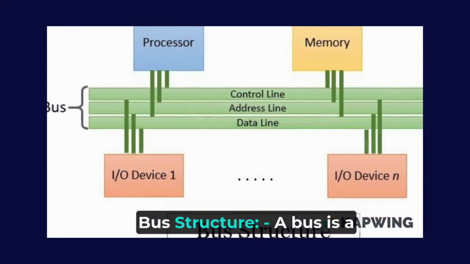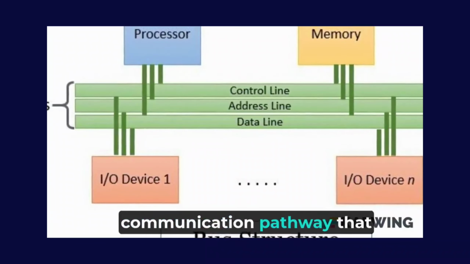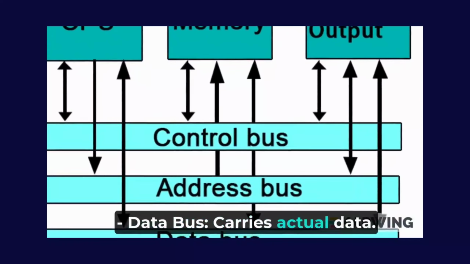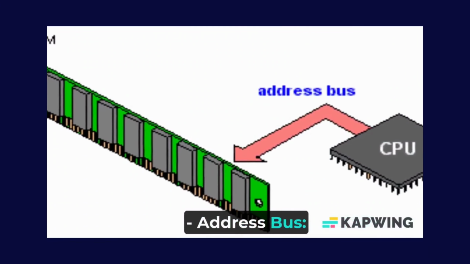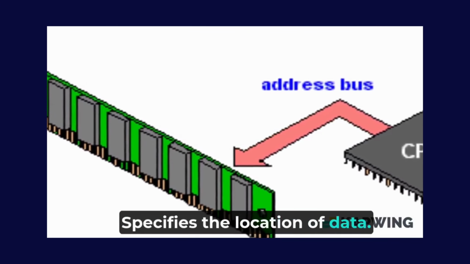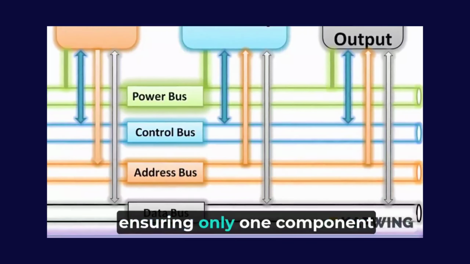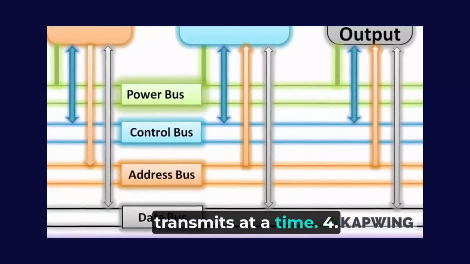3. Bus structure. A bus is a communication pathway that connects different components. Data bus: carries actual data. Address bus: specifies the location of data. Control bus: manages data and signal flow, ensuring only one component transmits at a time.